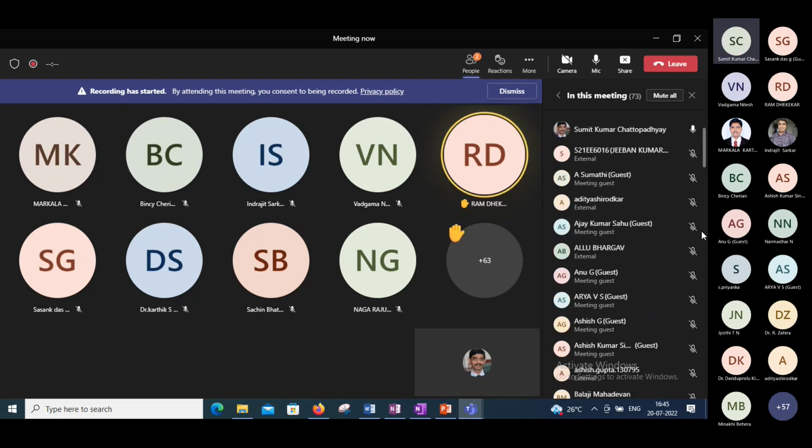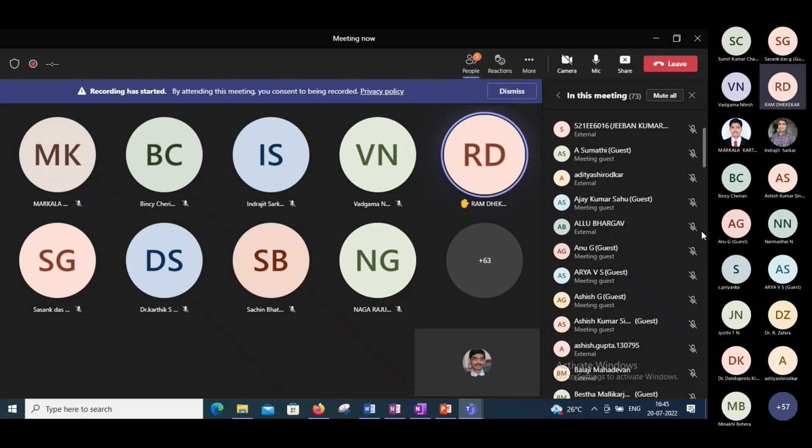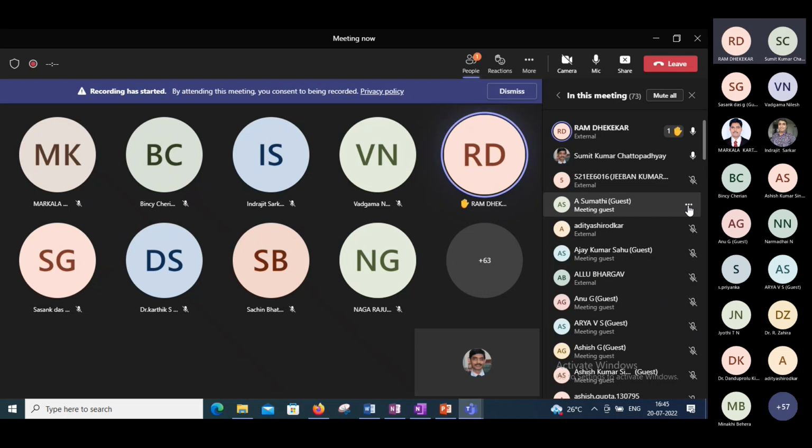Yes, myself is Ram Dekekar from Maharashtra. Sir, my question is: is there any aspect related to the level, sir, which affects the performance, like 9 level, or we can say go to higher level, 11 level?